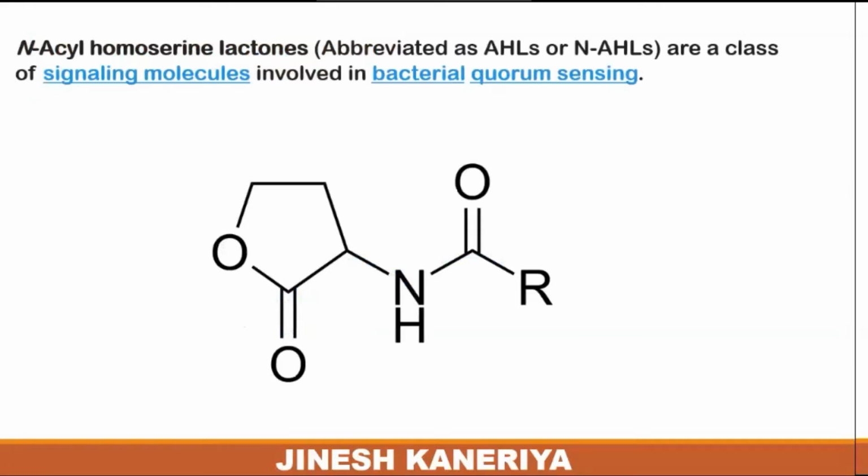Quorum sensing mechanisms are carried out via signaling molecules. So what are the main signaling molecules? N-acyl homoserine lactone is one of the signal molecules secreted by gram-negative bacteria. This signal molecule is a class of signaling molecule involved in the bacterial quorum sensing mechanism.